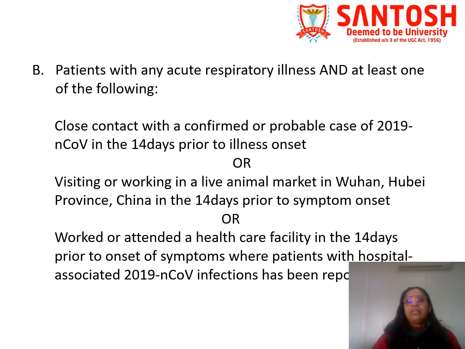A second definition for a suspect case is patients with any acute respiratory illness and at least one of the following: a close contact with a confirmed or probable case of 2019 novel coronavirus in the 14 days prior to the onset of the illness, or visiting or working in a live animal market in Wuhan, Hubei province, China prior to the onset of symptoms, or a person who has worked in or attended a healthcare facility in the 14 days prior to onset of symptoms where patients with hospital associated 2019 novel coronavirus infections have been reported.